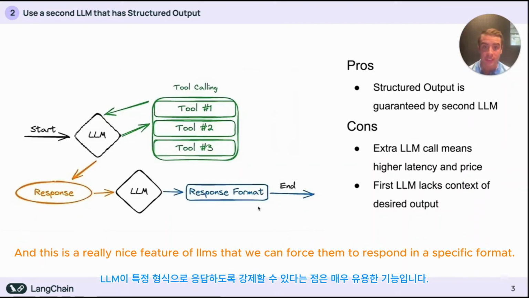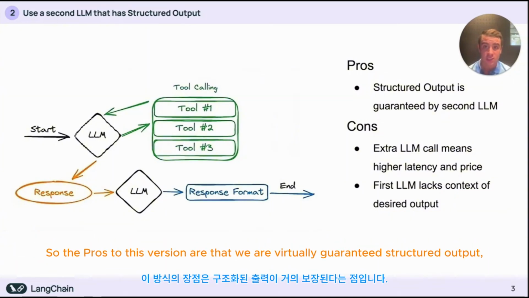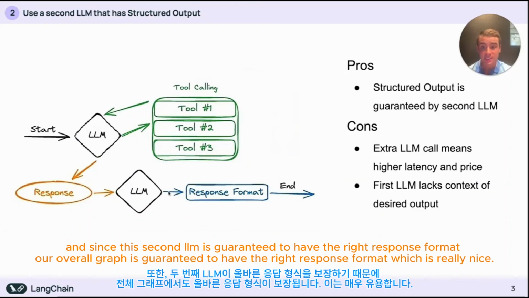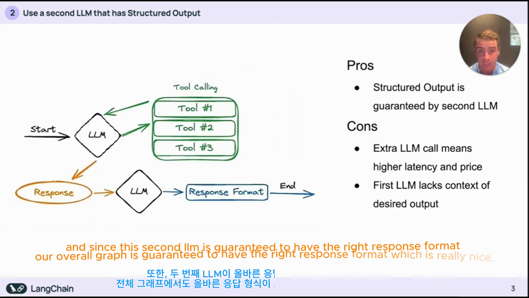And this is a really nice feature of LLMs, that we can force them to respond in a specific format. So the pros to this version are that we are virtually guaranteed structured output because we're always going to reach the second LLM, barring some really strange loop with the LLM and tools. And since this second LLM is guaranteed to have the right response format, our overall graph is guaranteed to have the right response format, which is really nice.